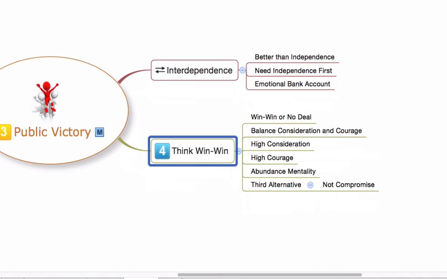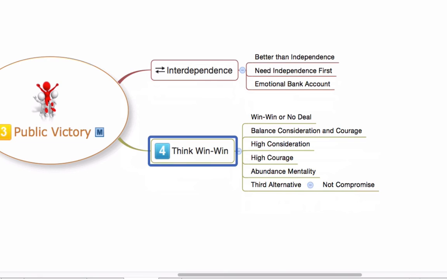One of the main mindsets about creating interdependent relationships is thinking win-win or no deal. It's not only win-win. The no-deal component often requires a lot of courage. Thinking win-win requires a lot of consideration for the other person's well-being and your own well-being. So with this high consideration and high courage, if you use this tool to go in every negotiation, every deal, you will find that you start thinking more with a win-win mentality, more with an abundance mentality.